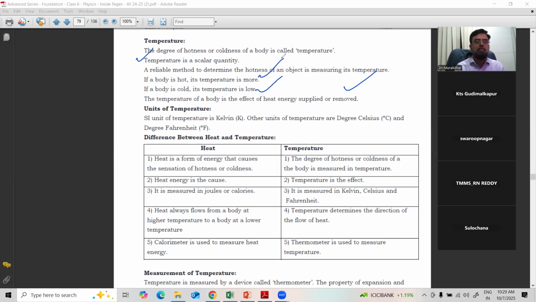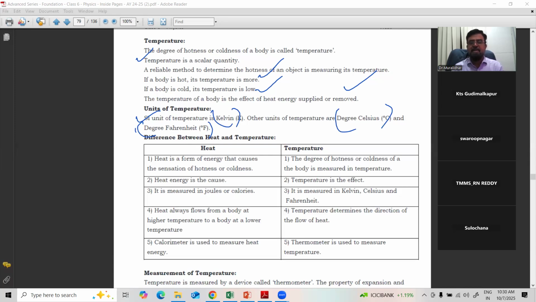When you come to units here, the SI unit of temperature is Kelvin. Other units are degree Celsius and degree Fahrenheit also. We can measure either in Kelvin or Celsius or Fahrenheit. We can convert also. If you see newspapers, they give the temperature of particular cities in degrees and Fahrenheit. That relation we will come to know next.